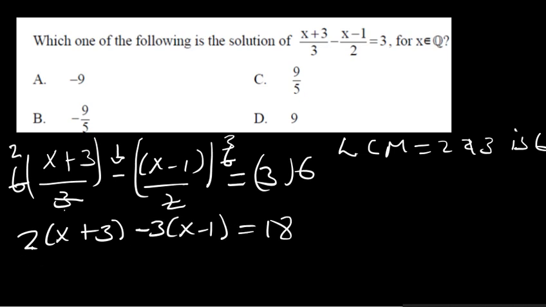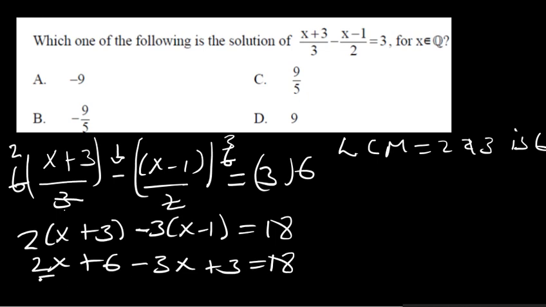Then remove the bracket by distributing. 2x plus 6 minus 3x plus 3 here. Negative times negative. You need to take care. Is equal to 18. Then collect the like terms. 2x minus 3x will be negative x, and 6 plus 3 will be plus 9 is equal to 18.